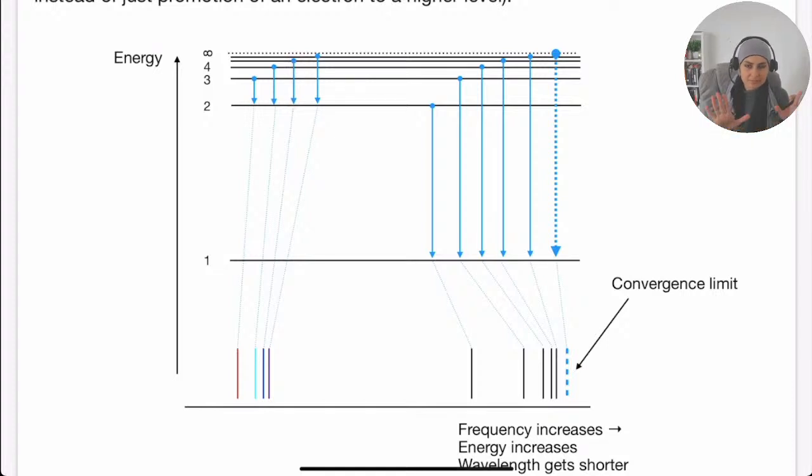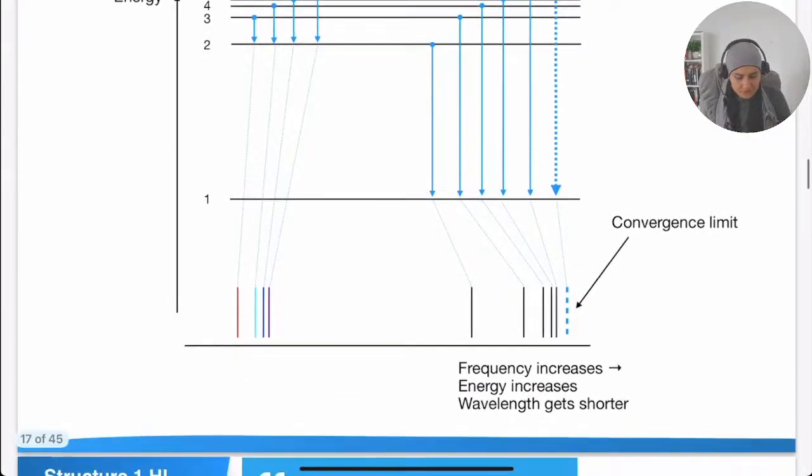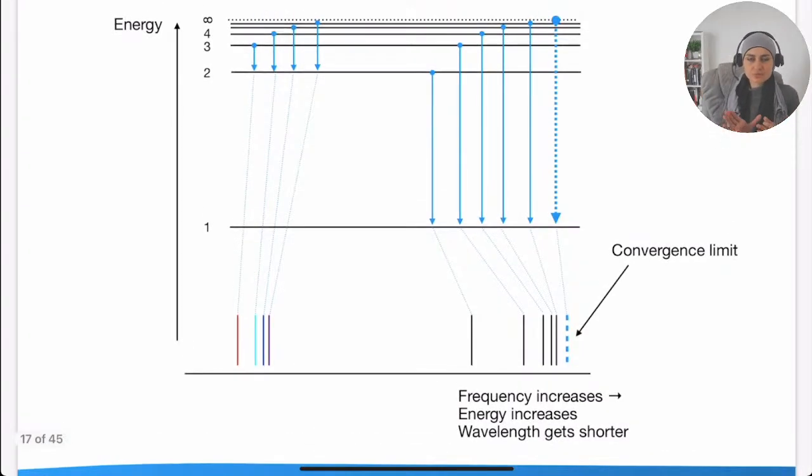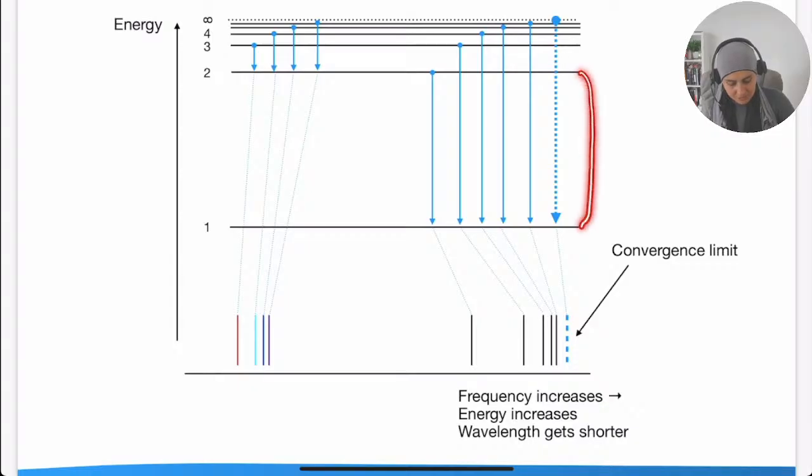Now I explained why we have lines, right? Now let's explain why the lines get closer to each other. If you look at the series, you see at higher frequencies the lines are converging, so they get closer to each other. The reason for that, or it's a proof actually, is that energy levels get closer together at higher energy. So the energy difference between level 1 and 2 is the highest. Between 2 and 3 it's lower. Then it gets lower and lower. And that's why the differences in frequencies get smaller and smaller.